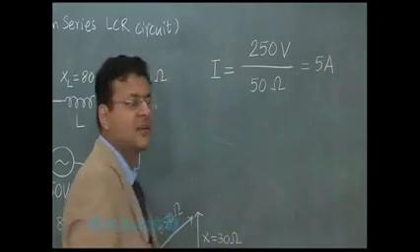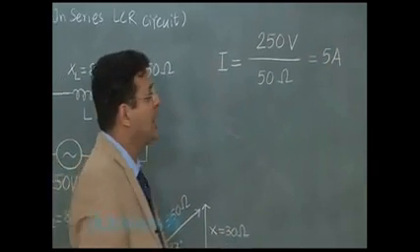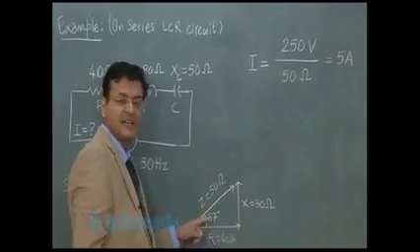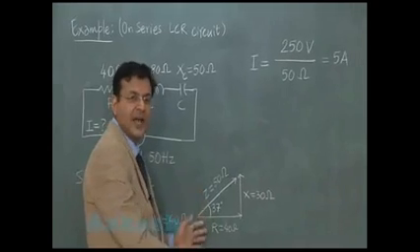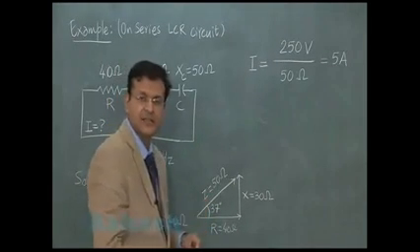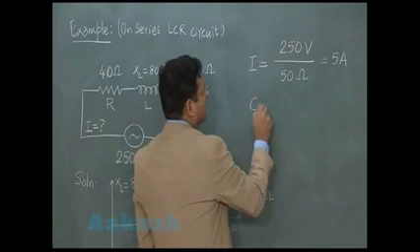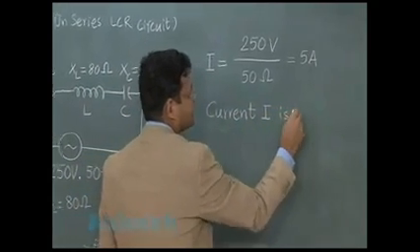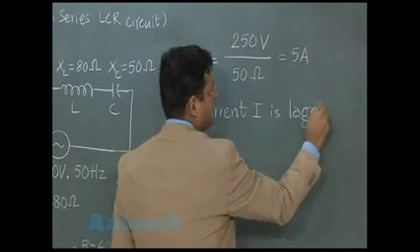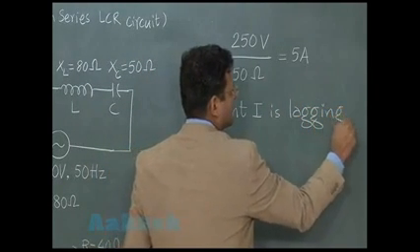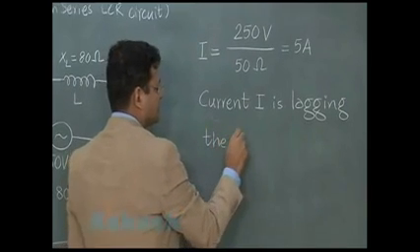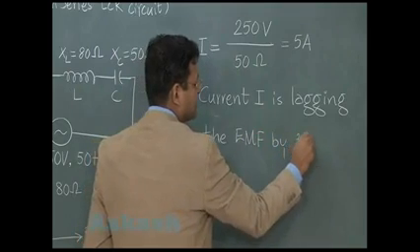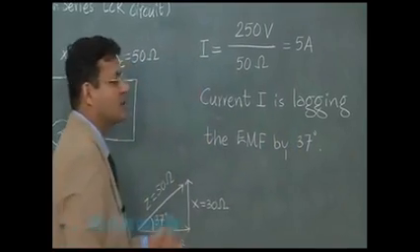You understand? This is the RMS value of current you have obtained in the circuit, and since the impedance has a positive phase angle, overall the current will be lagging by the same angle, that is 37 degree. Current I is lagging the EMF by 37 degree. This is the complete answer to the question you are having.